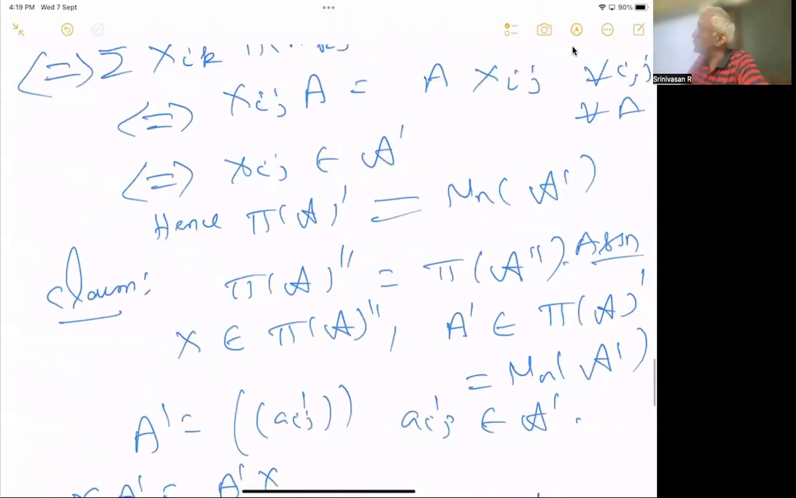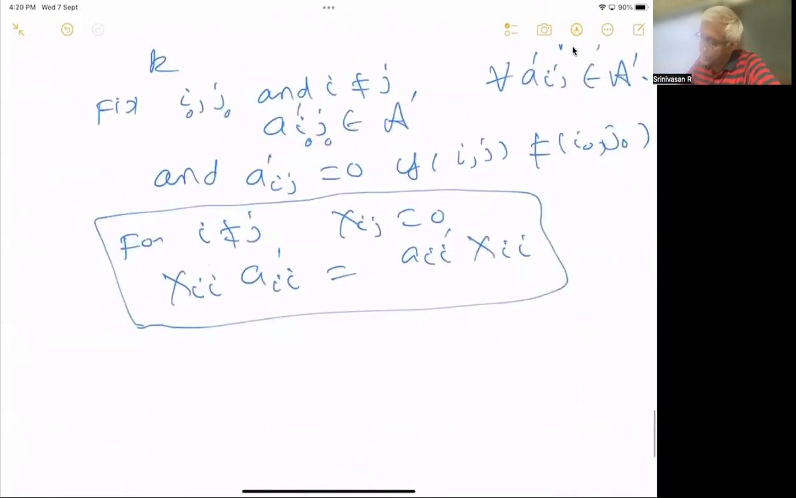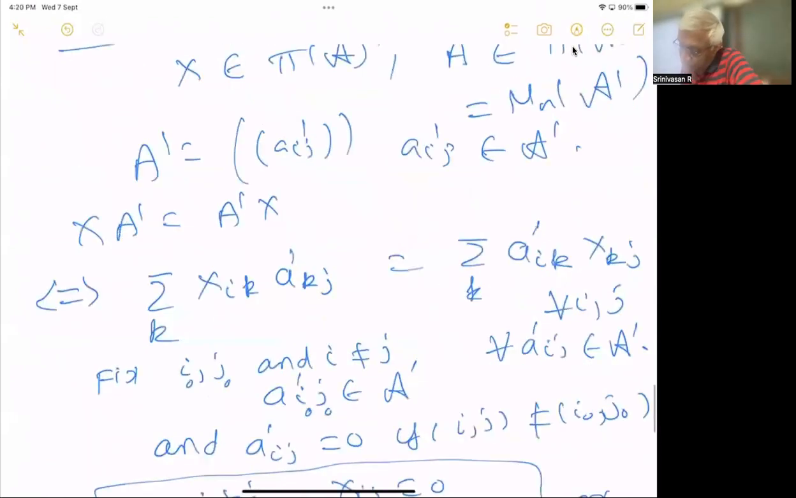Commutant equal to pi of A double commutant. Okay, pi of A double commutant equal to pi of A double commutant. That's all. This is the exercise or assignment. Okay, so what does this say?